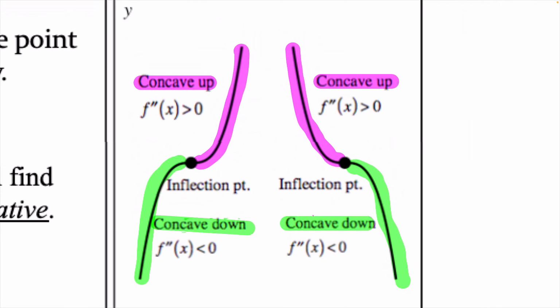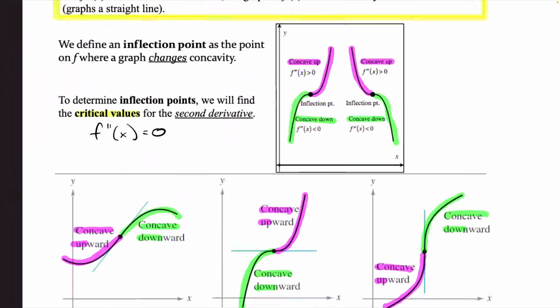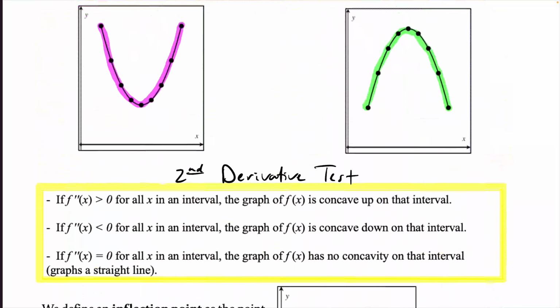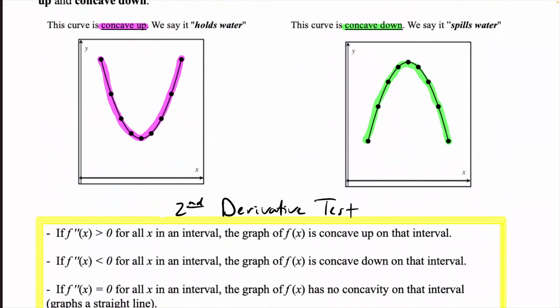So pictures can be deceiving a little bit. So again, we're not going to look at a lot of pictures, but the idea of what is concave up and what is concave down. I gave you some pictures down here too of what it looks like. But yeah, that is what concave up is: holds water, spills water, right? Frown, sad face, that kind of thing.